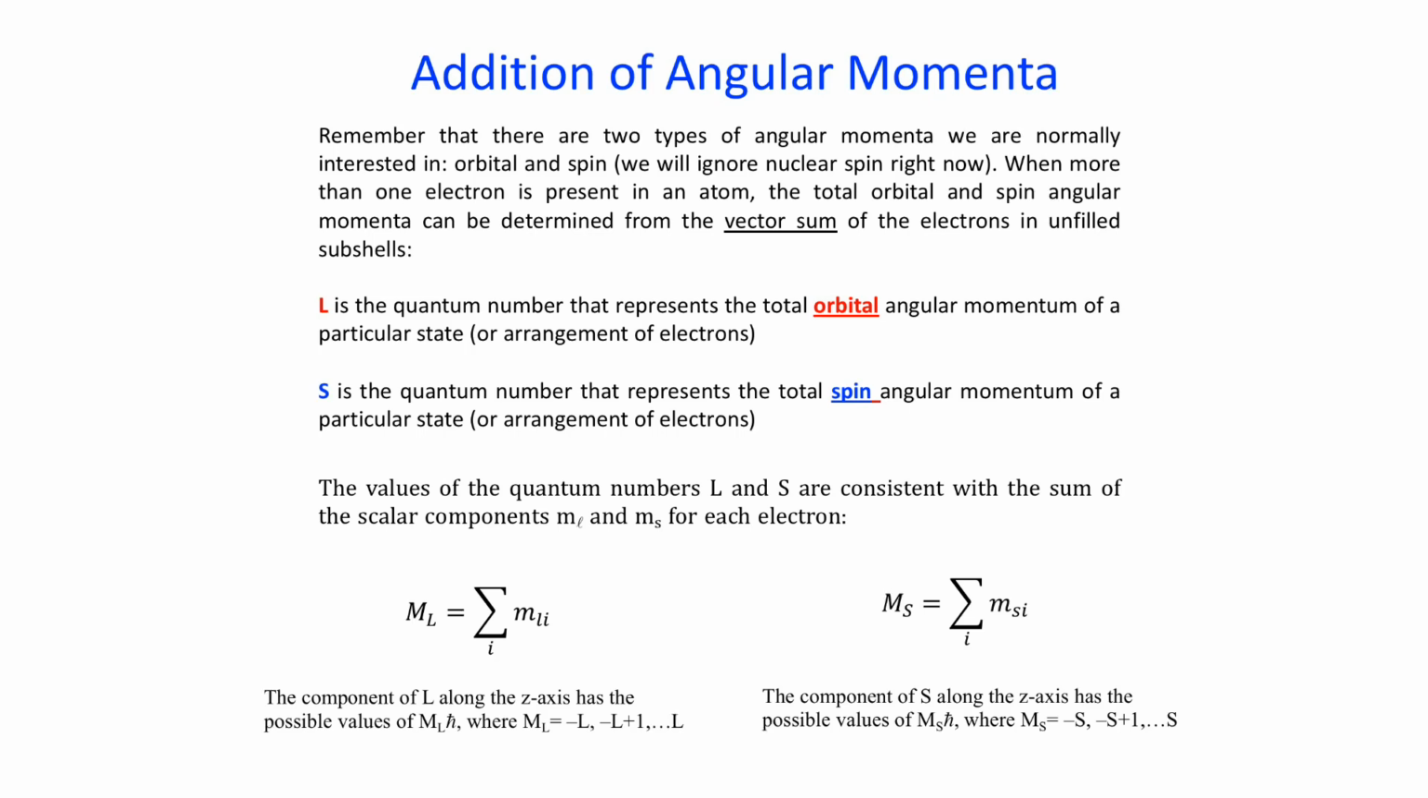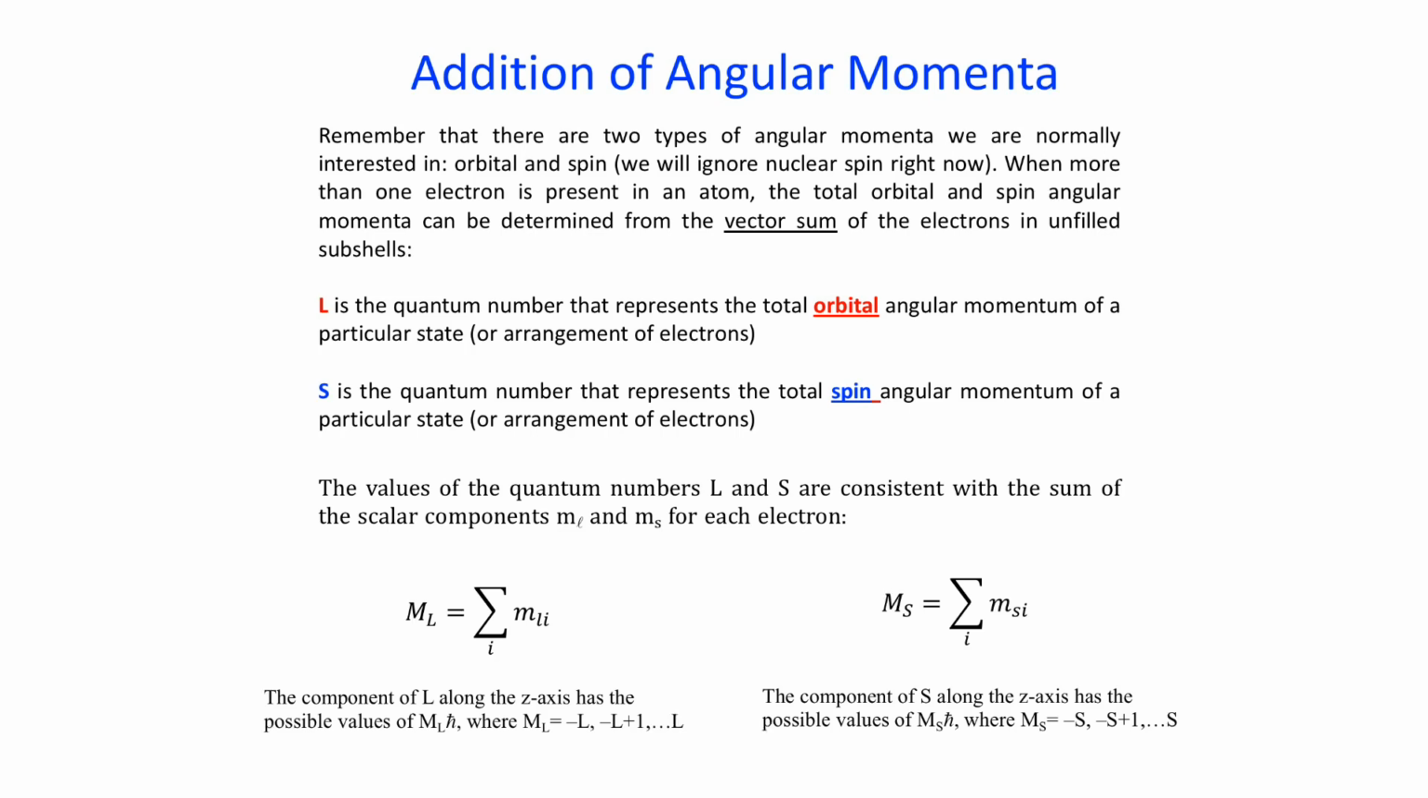Remember there are 2 types of angular momenta that we are normally interested in, the orbital and the spin angular momenta. Right now we're going to ignore the nuclear spin. We already talked about that with its relation to NMR. So we'll stick with our orbital and spin angular momenta for the rest of our conversation.